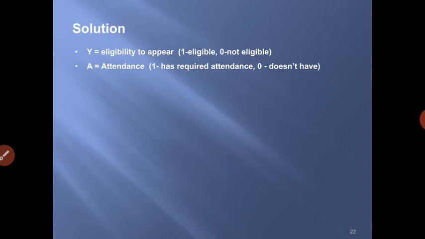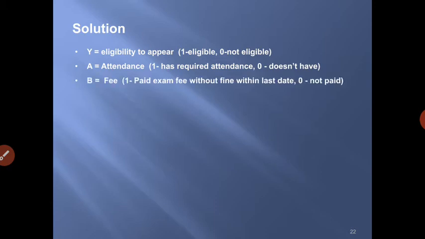Similarly, I am considering an input variable a as attendance. If a is 1, that means he has the required percentage of attendance to appear for the examination, and if a is equal to 0, then he doesn't have the required percentage of attendance, so he will not be eligible to appear for the examination.